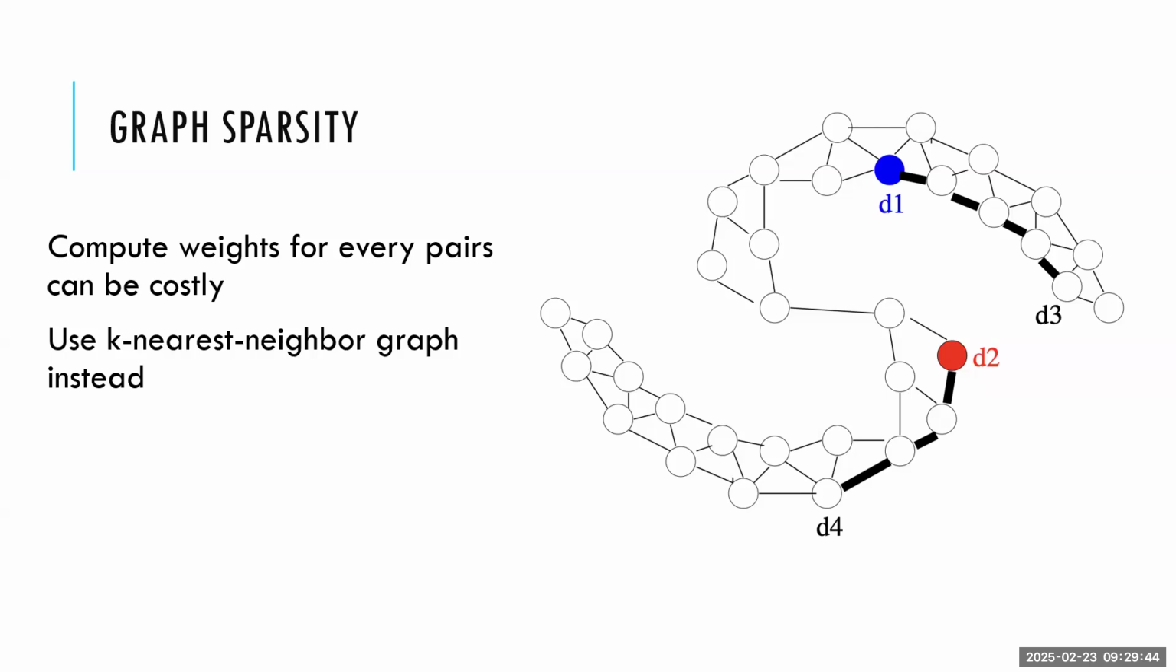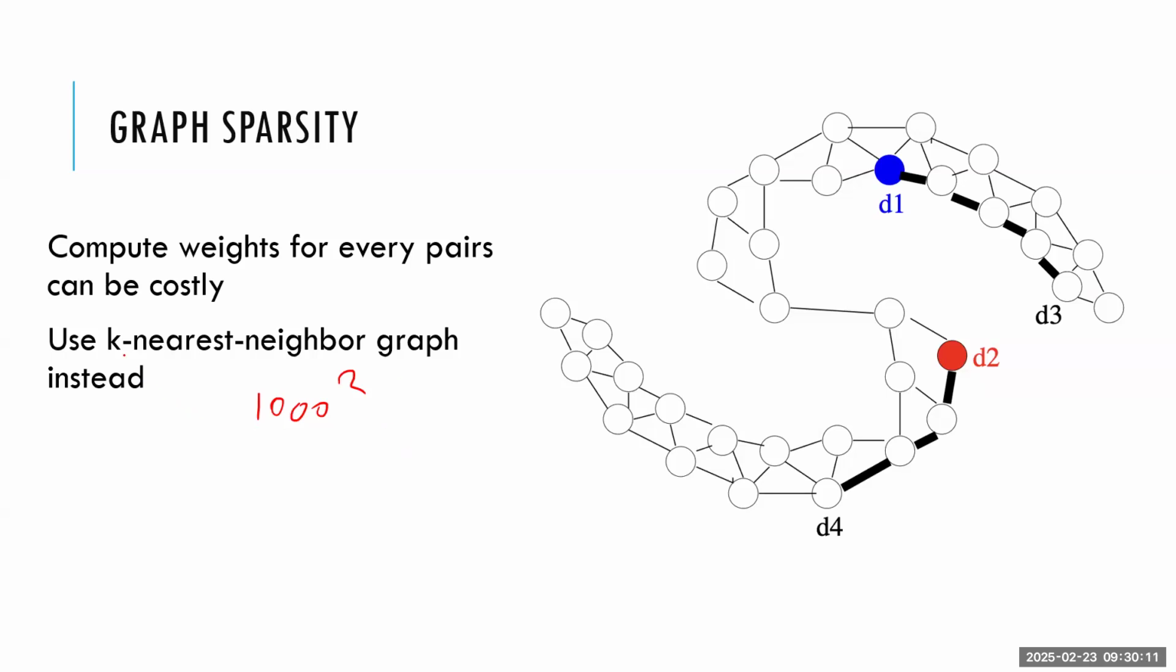So for example, if you have 1,000 data points, and you create every pair of the data points, you would have something like 1 million edges. And to compute the weight for 1 million edges is going to take a lot of time.